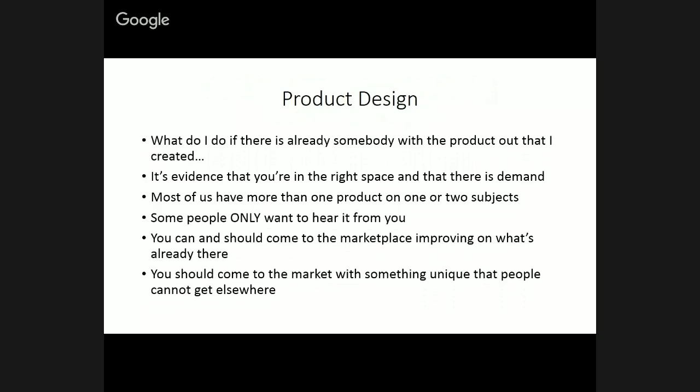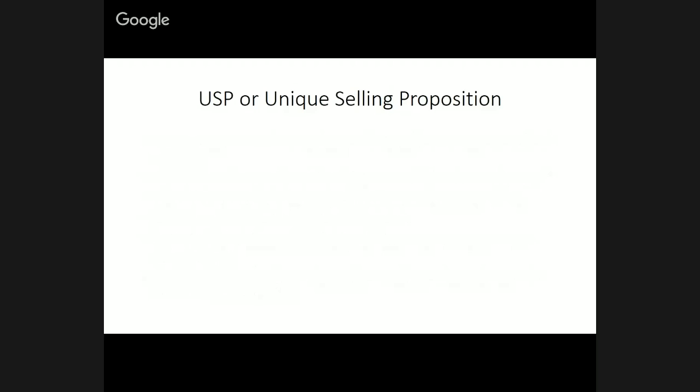You should come to the market with something unique, and those last 5 words are vital, that people cannot get elsewhere. You should come to the market with something unique that people cannot get elsewhere. So again, this is what we call, right? That is the very best definition of what we call the USP, or unique selling proposition.